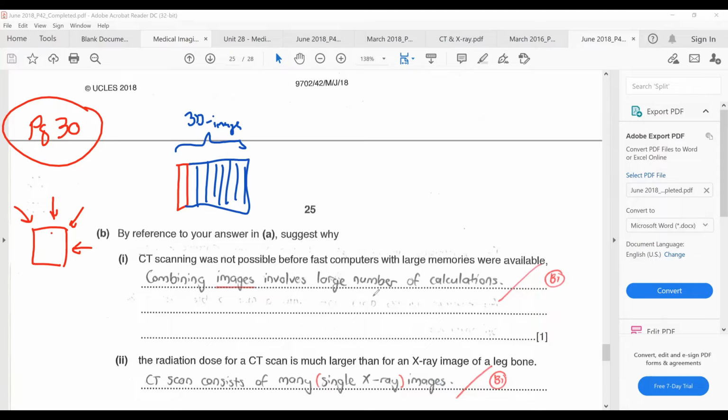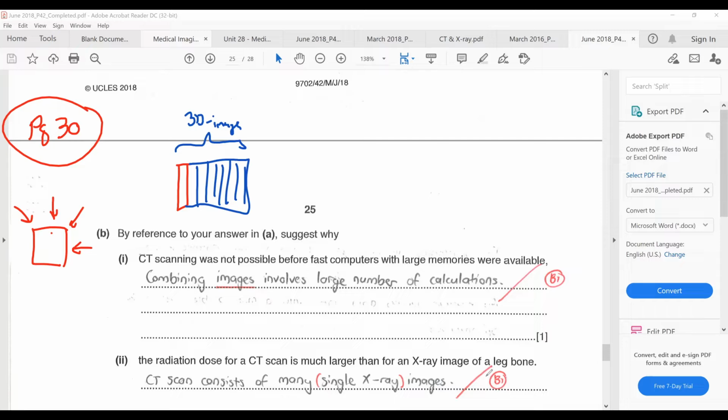Combining images involves large number of calculations for CT scans. If you do not have fast computers, you cannot do this. All right. So that time it wasn't possible to do CT scanning. But now with fast computers with large memories, you can do CT scan because it's able to help you combine images with large number of calculations. All right.